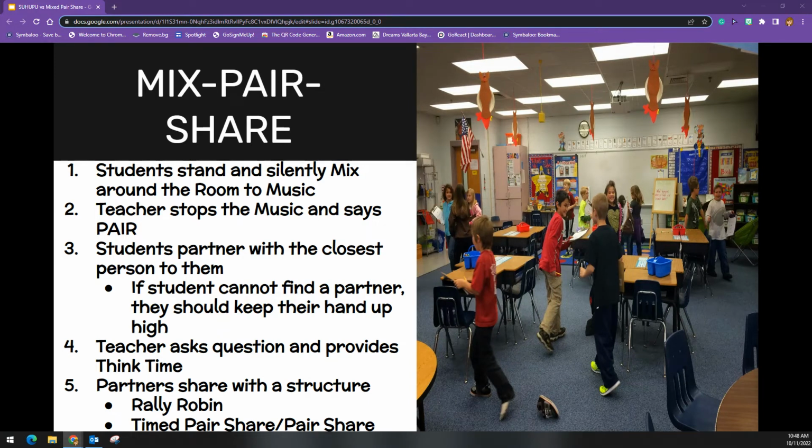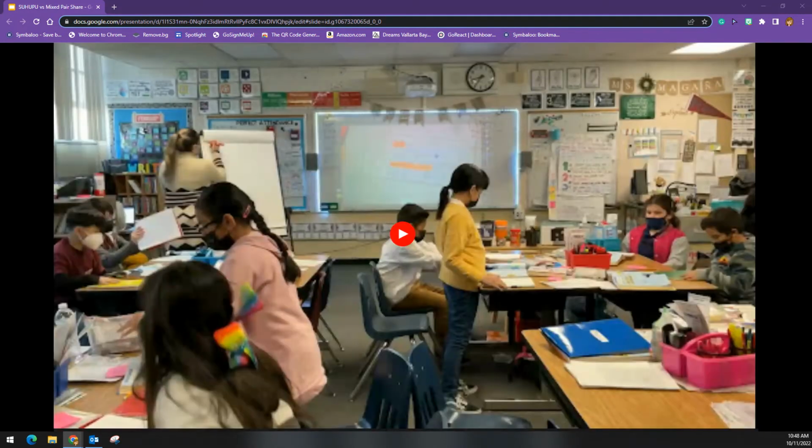Because the teacher controls the partnering by starting and stopping the music, this structure allows for lengthy responses and sharing. With this structure, our students cannot move to another partner until the teacher begins to play the music again. The teacher is controlling the sharing time. Just as in Stand Up Hand Up Pair Up, the teacher needs to clearly state the structures that will be used for students to share, such as Rally Robin or Timed Pair Share, thus ensuring both partners have a chance to speak. Okay, so now let's watch a third grade class use Mixed Pair Share.